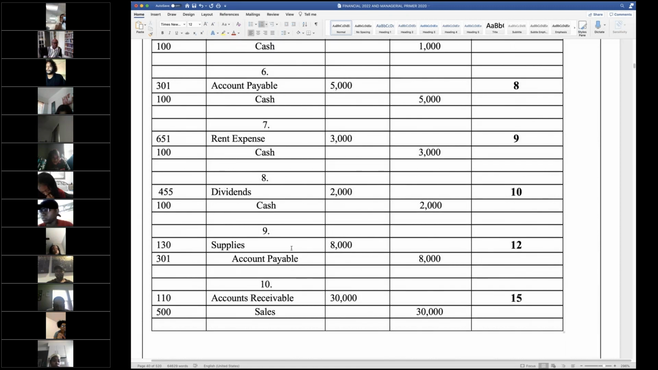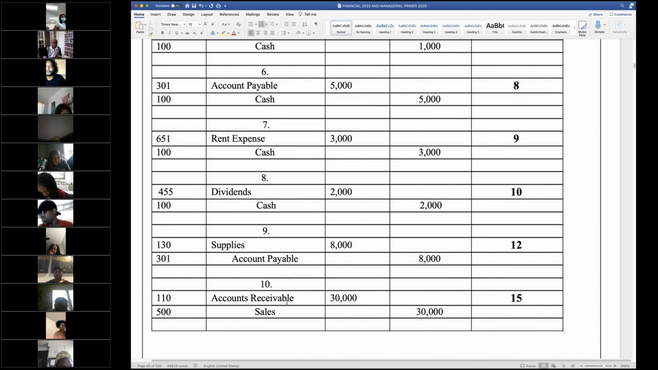Then when we made the purchase on account, we bought an asset, supplies, so we debit supplies, but we credit accounts payable, like using your credit card. Next, we had the sale on account. You did the work, and people owe you money. That's a receivable. You want receivables, you don't want payables, because payables mean you've got to pay somebody.